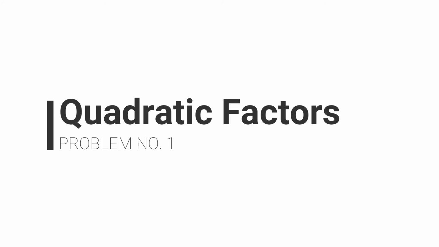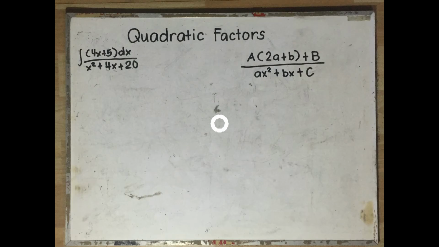For our second example, the integration of the quantity of 4x plus 5 times dx over x squared plus 4x plus 20. We are going to follow the procedure that we did from our previous example.